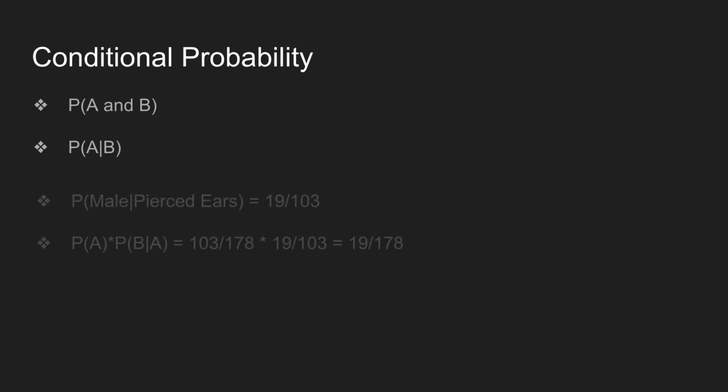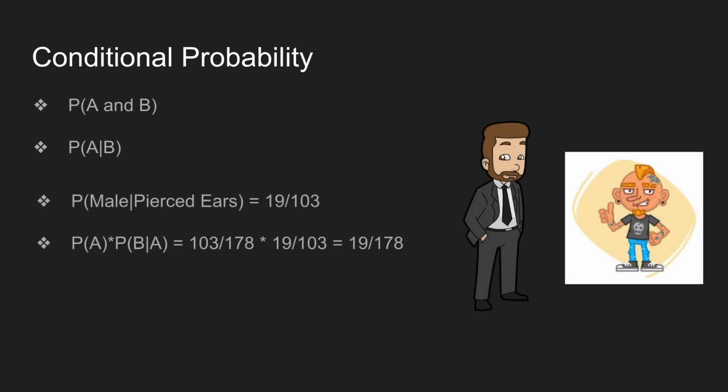Now say we have two events that occur from the same chance process and we want to find the probability of both event A and B. To do this, we need to understand what a conditional probability is. A conditional probability is the probability of event B happening given that event A has happened. Using the pierced ears example, say we want to find the conditional probability that someone is male given that they have pierced ears. This event would be written like this. From the table, we can see that the conditional probability is 19 over 103.